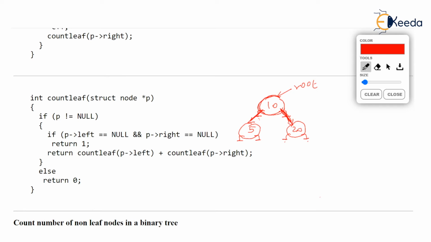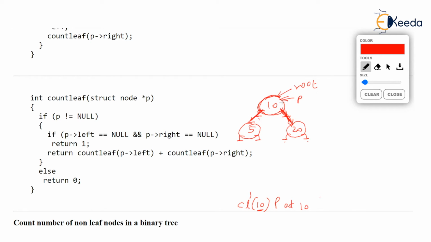First call will be count leaf 10 because we start the process from the root. So, P will be at 10. Actually, P stores the address of 10. So count leaf gets the address, but we are writing it as 10. When the count leaf function starts, it will check is P not null, and P is not null because it is pointing to 10.